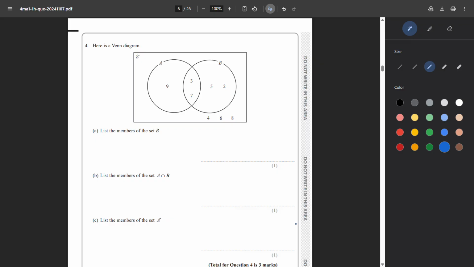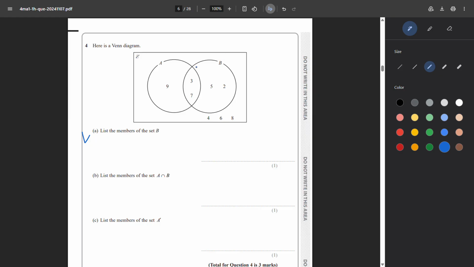Let's move to question number 4. In question number 4, they have given one Venn diagram. And from the Venn diagram you have to solve some questions, like question 4a. List the members of set B. They have mentioned only set B.